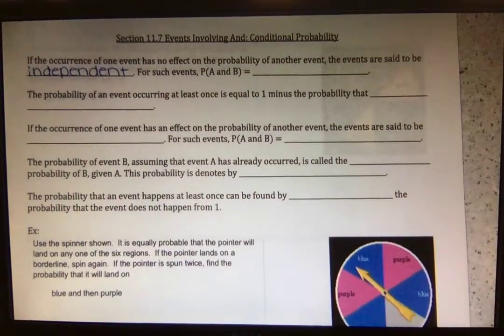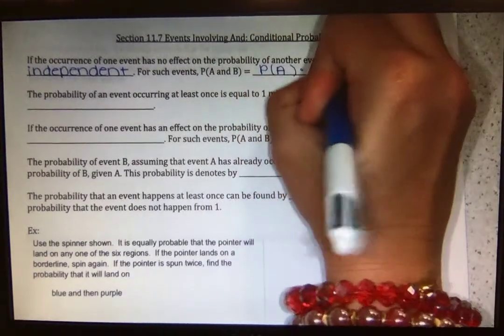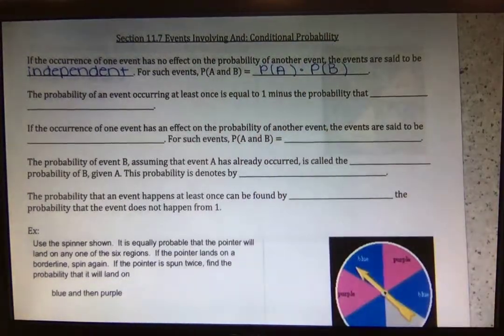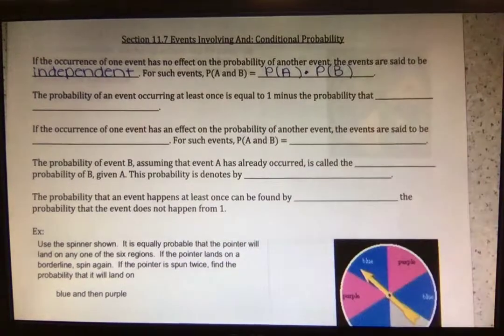So the probability of A and B will be the probability of A times the probability of B. If they're independent, the probability of A and B is the probability of A times the probability of B. It's multiplying. Oh, I'm sorry. Thank you. Probability of A times probability of B.